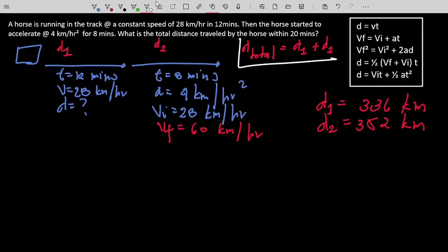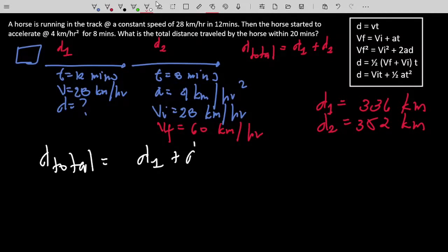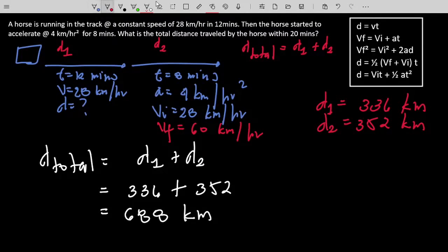Now using this formula right here, let's try to identify or to get the value of our total displacement. So total displacement is actually equal to d1 plus d2. Your d1 is actually equal to 336 and your d2 is 352. Now 336 plus 352, then you should have the value of 688 kilometers. So this should be our final answer.